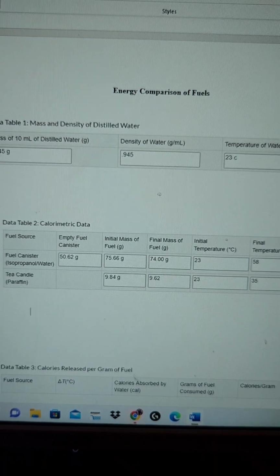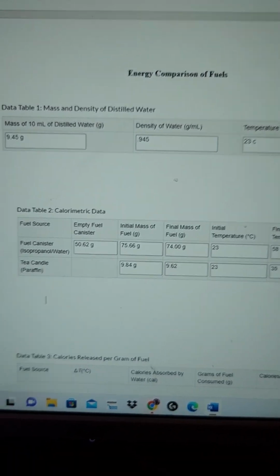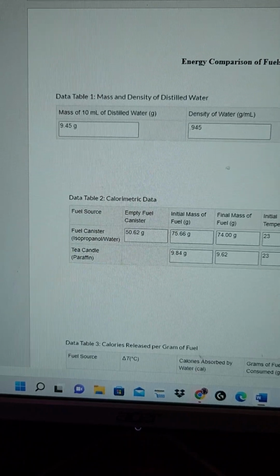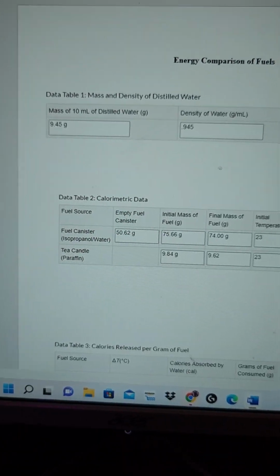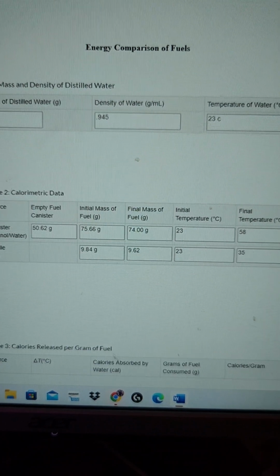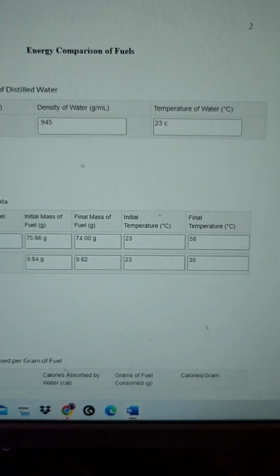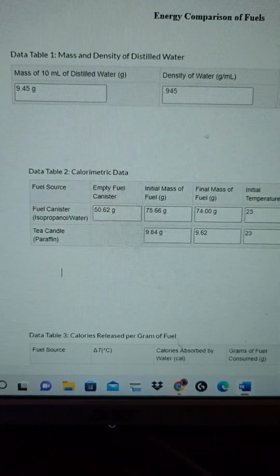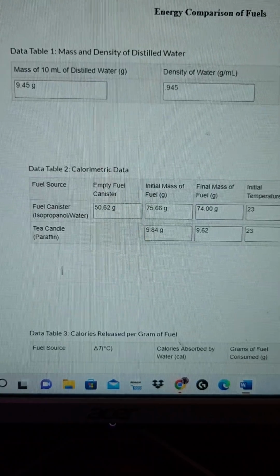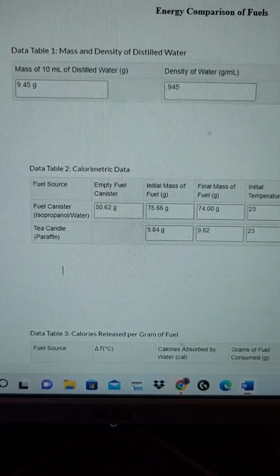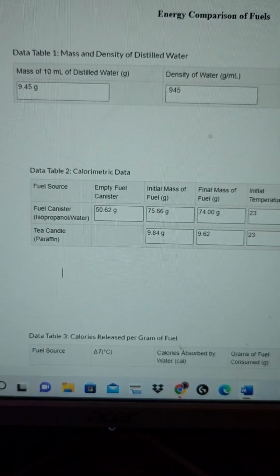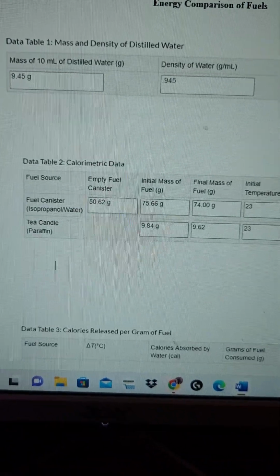Table 1 shows the mass and density of distilled water. The mass of 10 milliliters of distilled water was 9.45 grams. Density of water was 0.945. Temperature of water was 23 Celsius. Table 2 is the calorimetric data. We have the different fuel sources, the fuel canister isopropyl/water, and the tea candle paraffin.